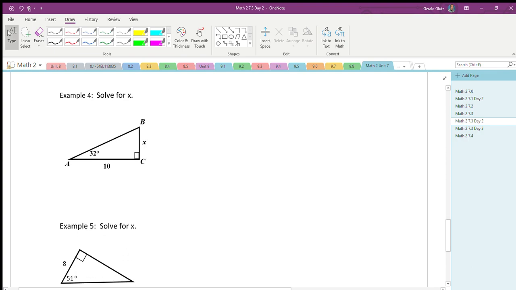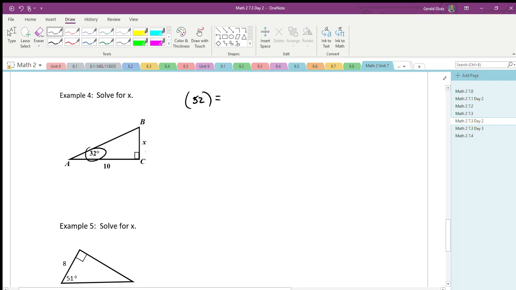So example 4, we got to solve for x. So now it doesn't tell us what trig function to use. So we know we have an angle of 32, so we're going to be looking at that angle. So I have 32, and we're going to use one of the trig functions. We're going to use sine, cosine, or tangent. So we got to figure out which one we want to use.